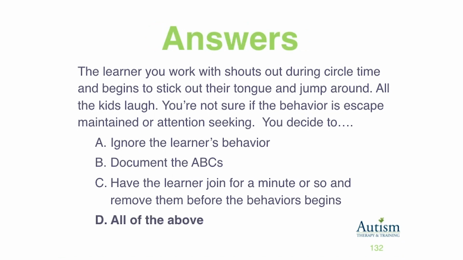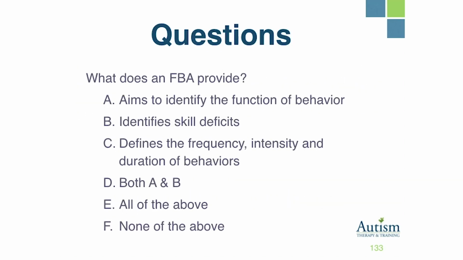And the correct response is D, all of the above. It's important to ignore the problem behavior and not attend to it during that time. It's also important that you document the behavior. And then, of course, it's important to use that non-contingent reinforcement and allow the learner to escape your circle time and come back to it. So maybe they get that time away, that break almost away from the table.